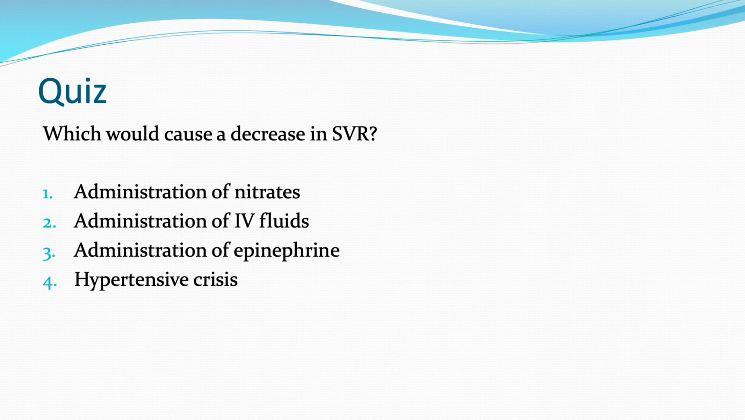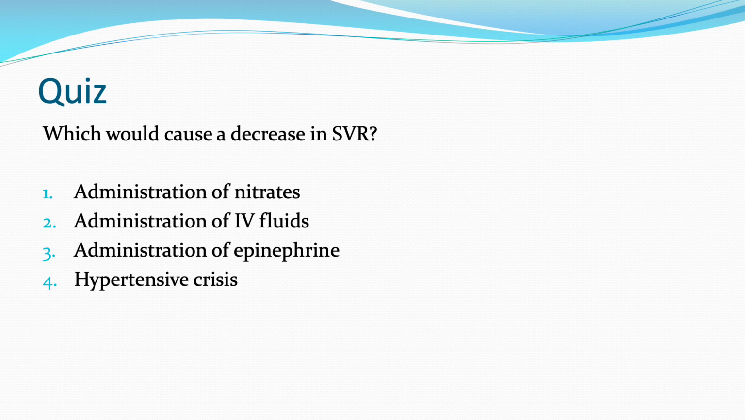Let's take a quiz. Which would cause a decrease in SVR, or systemic vascular resistance? Administration of nitrates, administration of IV fluids, administration of epinephrine, or hypertensive crisis? The correct answer is administration of nitrates. Remember, nitrates cause vasodilation, so this would reduce the resistance, or the afterload, that the left ventricle encounters when it's pumping blood out of the heart and into the system. So by giving nitrates, we've opened up the systemic blood vessels and reduced the systemic vascular resistance.